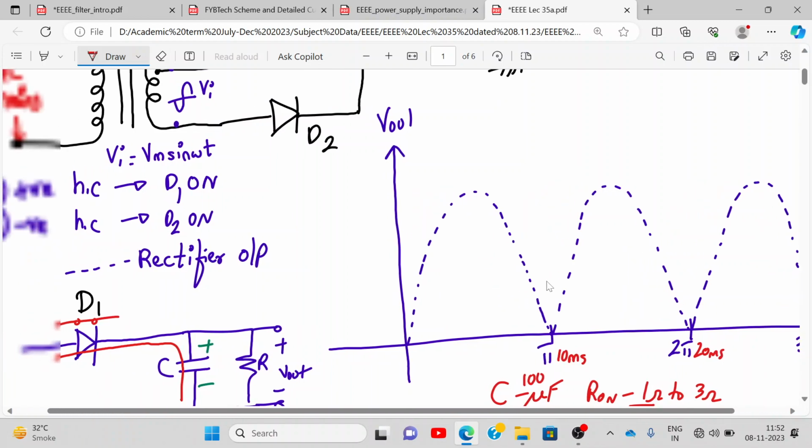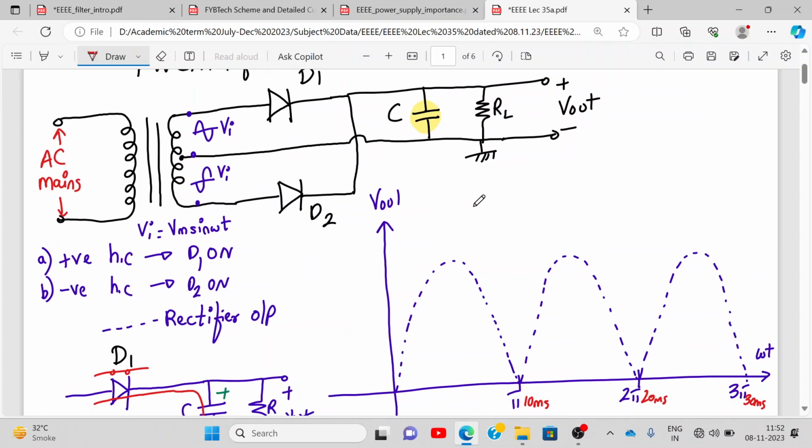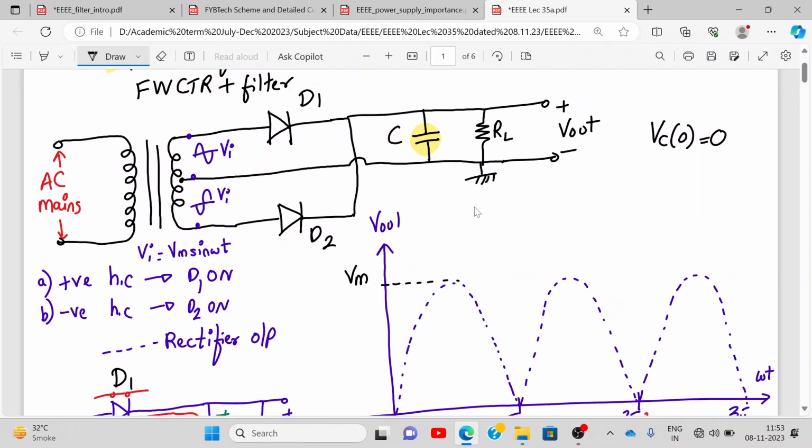Now, let's see how this circuit will work. Please concentrate over here. I'm explaining the working of the filter circuit. Listen carefully. Initially, we assume the voltage across the capacitor to be 0, meaning the capacitor is not charged. So at time equal to 0, the voltage across the capacitor is 0. Is this correct? Okay. Now what happens? It reaches a maximum value Vm. Correct?